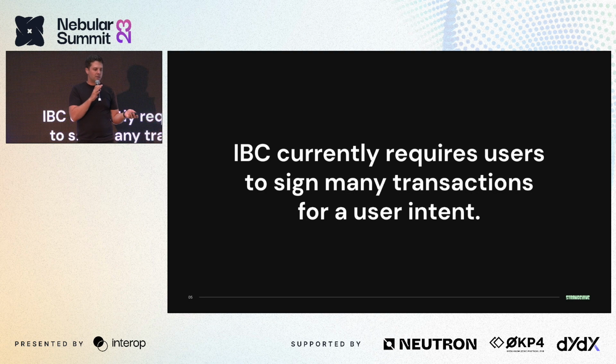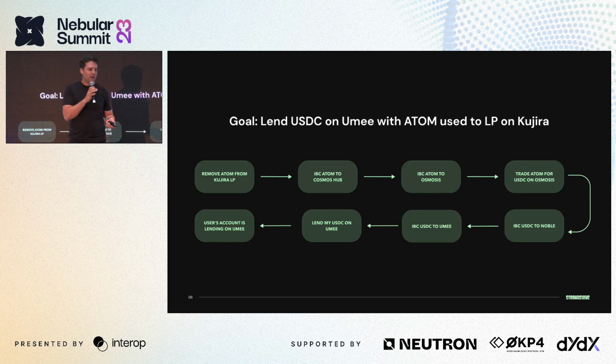So right now, if you want to do this in IBC, and I think a lot of folks in this room are familiar with this, maybe you want to trade on Osmosis and go borrow over on Umi or do various things. There's many transactions that you need to sign in order to do that, and it's kind of painful right now. Honestly, I don't love it. My ledger is getting tired.